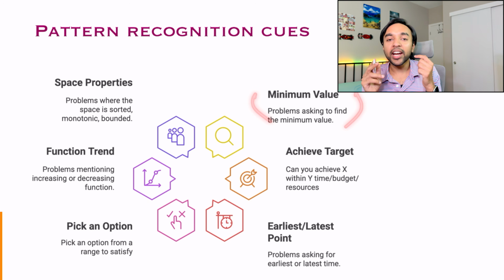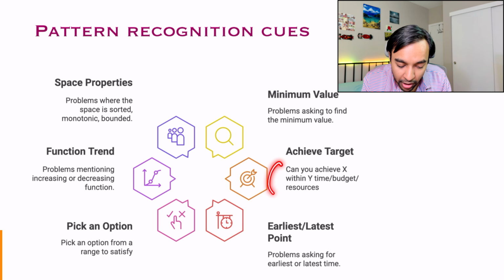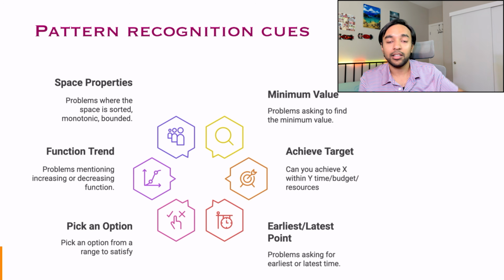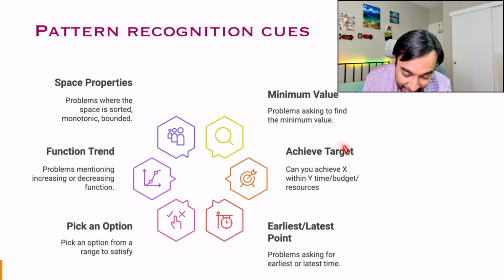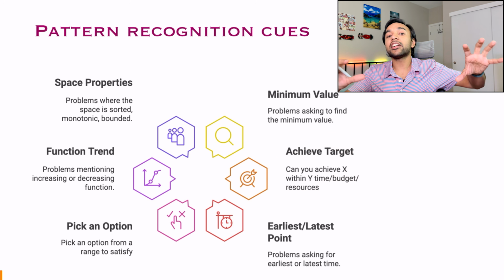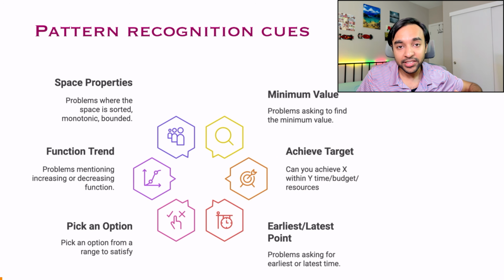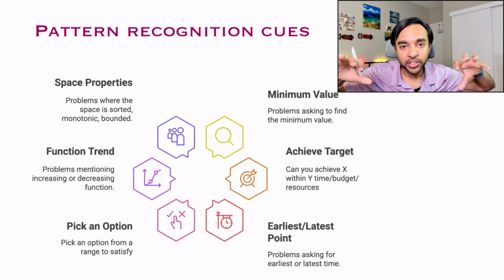You want to find out the minimum value. You're trying to achieve a certain target, some kind of a feasibility. This is a very good indication that you have to search in your answer space rather than looking in your input space. So try to look for all of these cues, and I truly believe this pattern is going to do wonders for you.